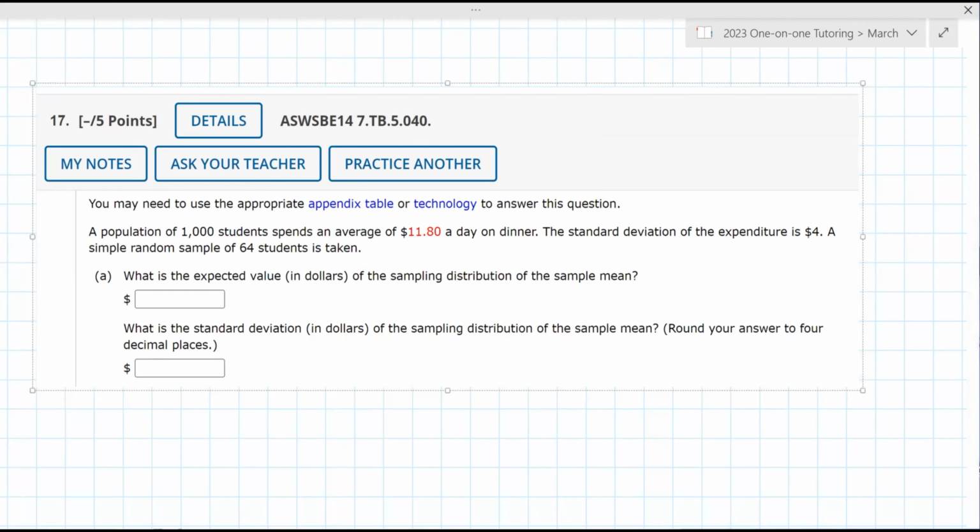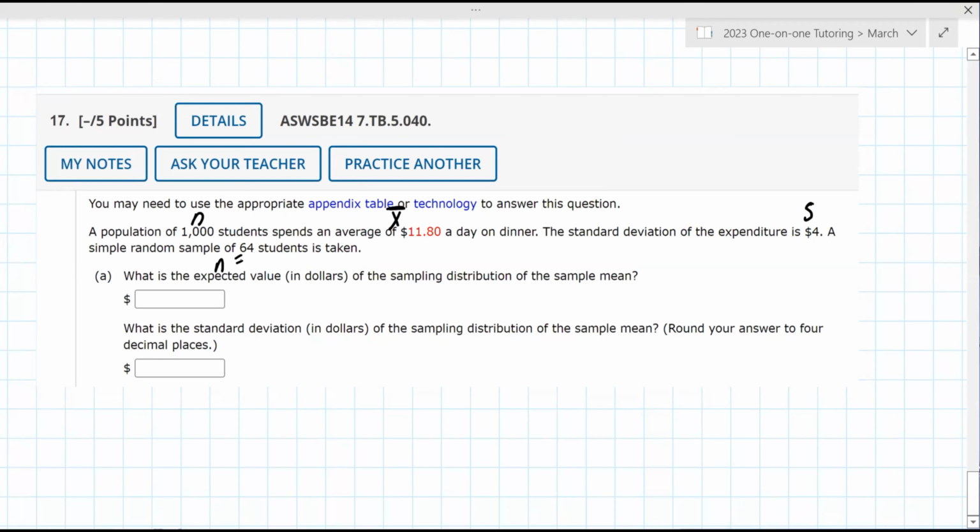All right, so for 17 here, it says a population of 1,000 students. So that's N. What you want to do on a test or quiz is label the values as you see them. That's N. An average, that's X bar. The standard deviation of the expenditure is 4. Standard deviation is S. A simple random sample of 64 students is taken.